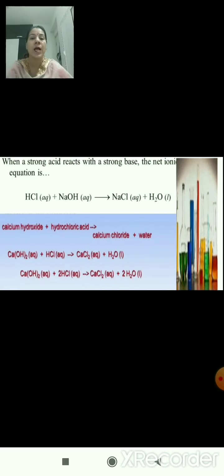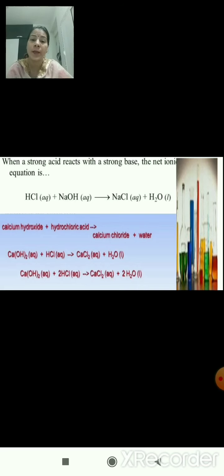Now when a strong acid like HCl reacts with a strong base like NaOH, the net equation is HCl(aq) plus NaOH(aq). That aq is just an aqueous solution. Aqueous means a liquid solution of HCl and NaOH base. So after reaction of these two, NaOH and HCl, we are getting a salt, NaCl, which is also in aqueous solution, and we are getting water here.